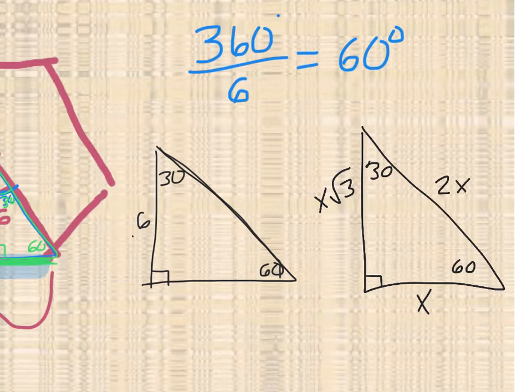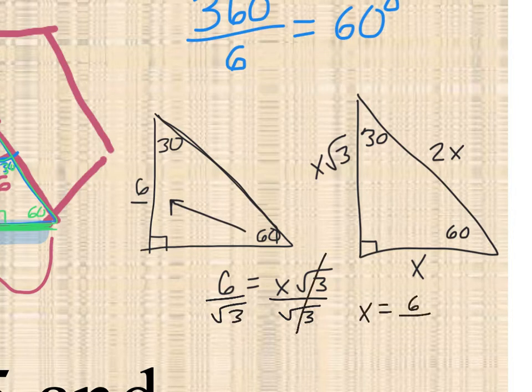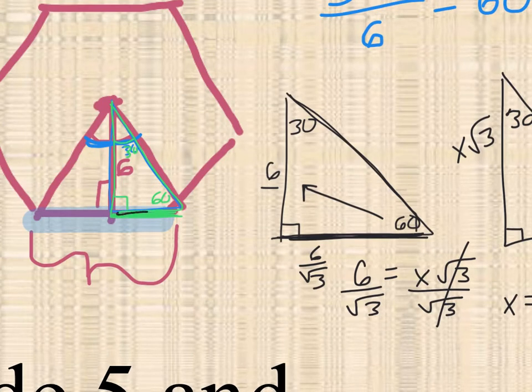So here it gives us what's across from 60, and we know this is our x square root 3, so we're going to say 6 is equal to x square root 3, and now we need to divide by square root 3 on both sides in order to find what x is. So we have x is equal to 6 over square root 3. So x is talking about this side here. So 6 over square root 3 is this length.